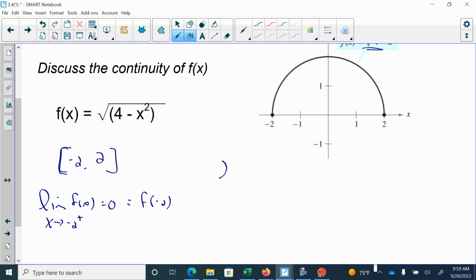And then the limit of f of x as x approaches 2 from the left. Are you still doing -2 or positive? No, this is positive 2, because now I'm approaching from the left. And that's going to equal 0, which is going to equal f of positive 2. Make sense?